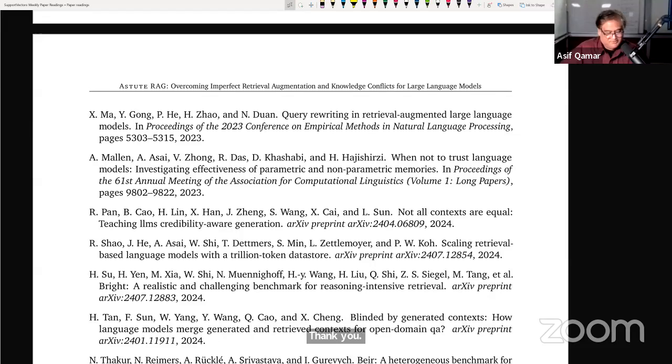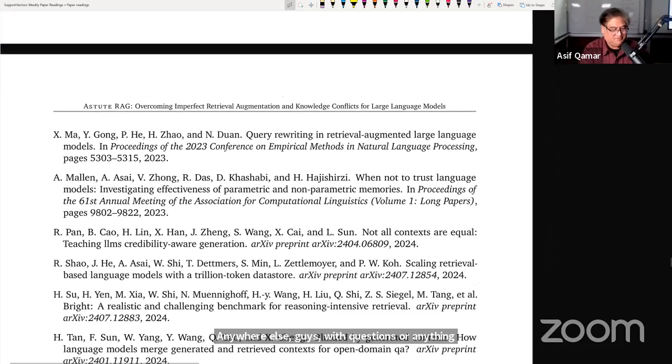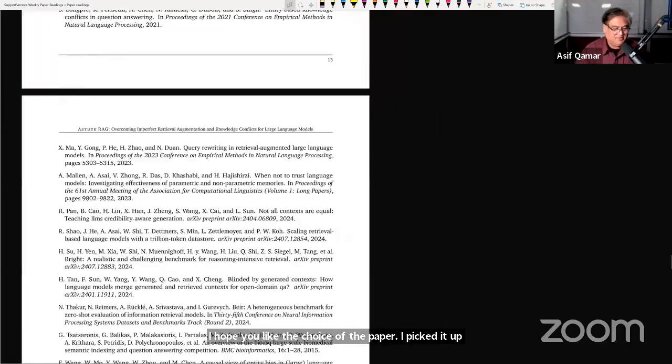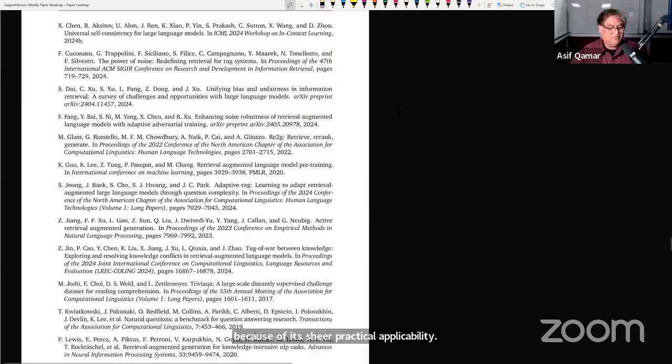I hope you like the choice of the paper. I picked it because of its sheer practical applicability. Easy to apply, makes a difference to something we all are doing.